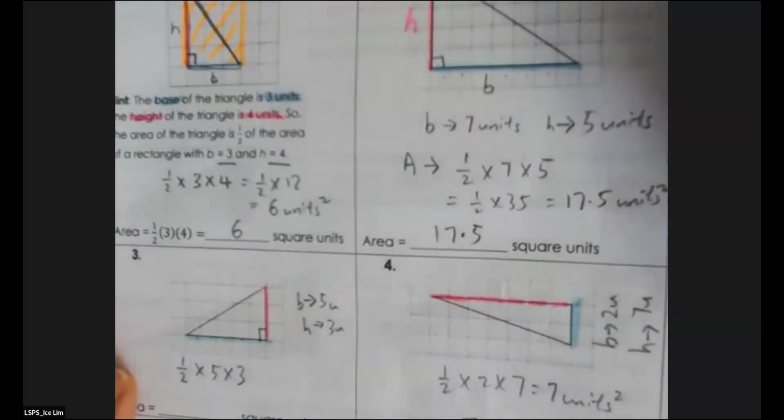These triangles are acute triangles. Okay, we'll learn this again later this year, the different types of triangles. These triangles here are called right angle triangles.